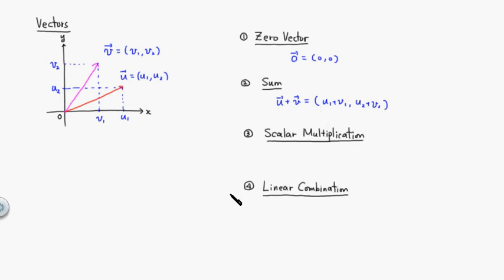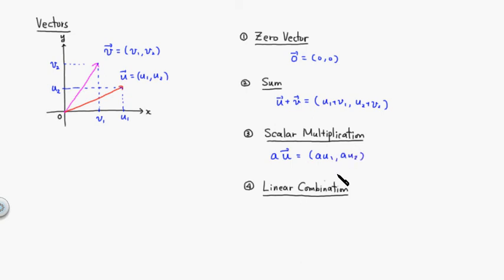Scalar multiplication. Let's say you multiply vector u by some scalar a, so some real number. You just multiply each component by a. So it's going to be au1 comma au2.